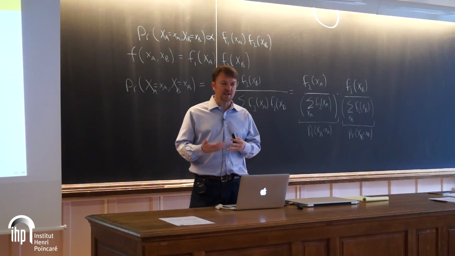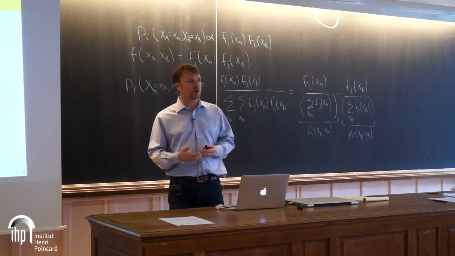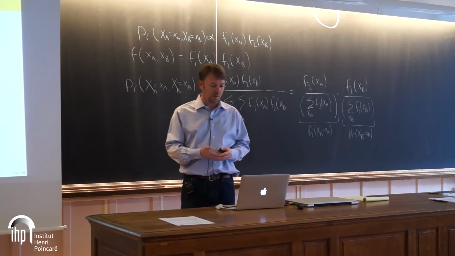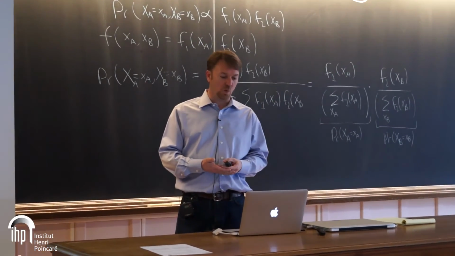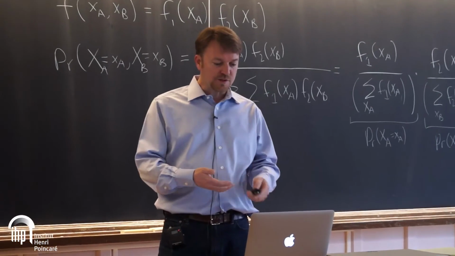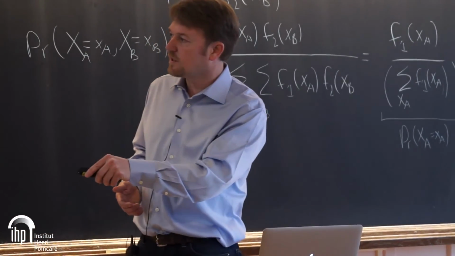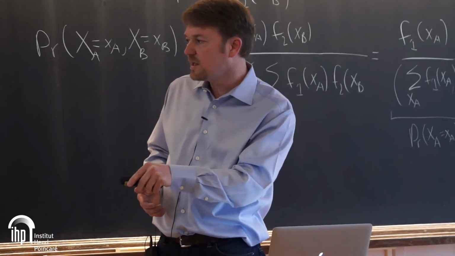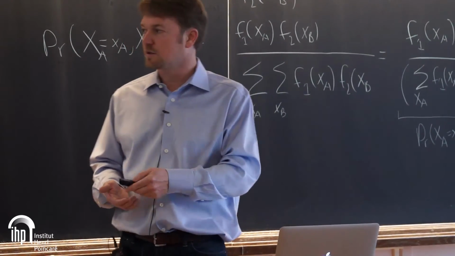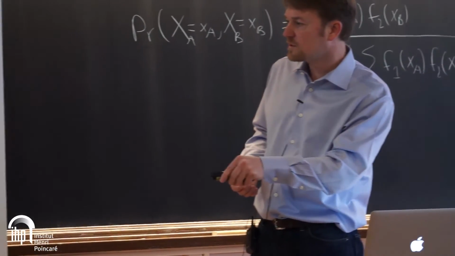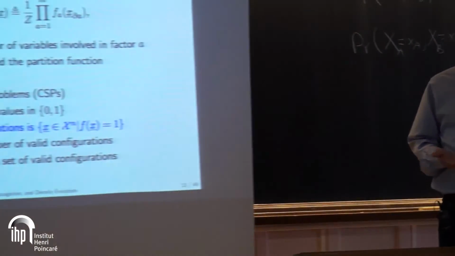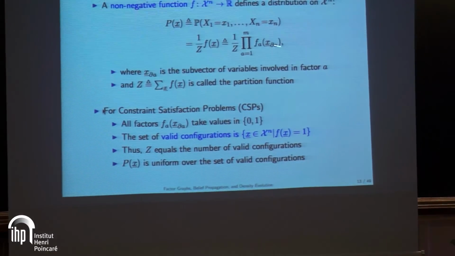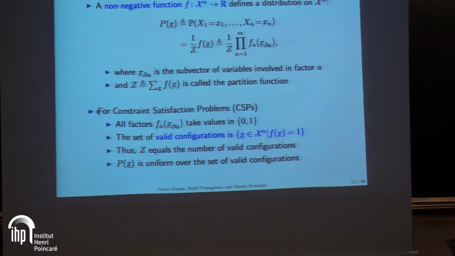We can think about the set of valid configurations as all the configurations in our Cartesian product of our alphabet where the function takes the value 1. And then when we do the sum, all the functions are either 0 or 1, so z is just going to be equal to the number of valid configurations. And if we look at this another way, this distribution is just uniform over the set of valid configurations, because it's normalized by the number, and this is just an indicator function for the valid configurations.